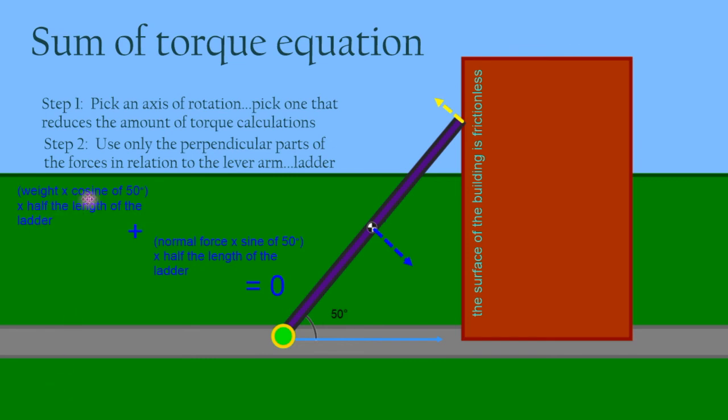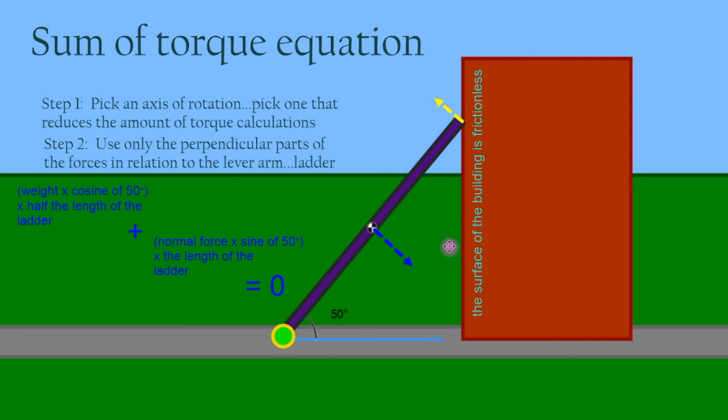I take the weight times the cosine of 50 times half the length of the ladder, because that's the lever arm. Then I take that number and add it to the normal force times the sine of 50 times the length of the ladder. Oh, it's not half the length of the ladder, it's actually the length of the ladder. Now, the reason why it's the length of the ladder is that's where that force is located.